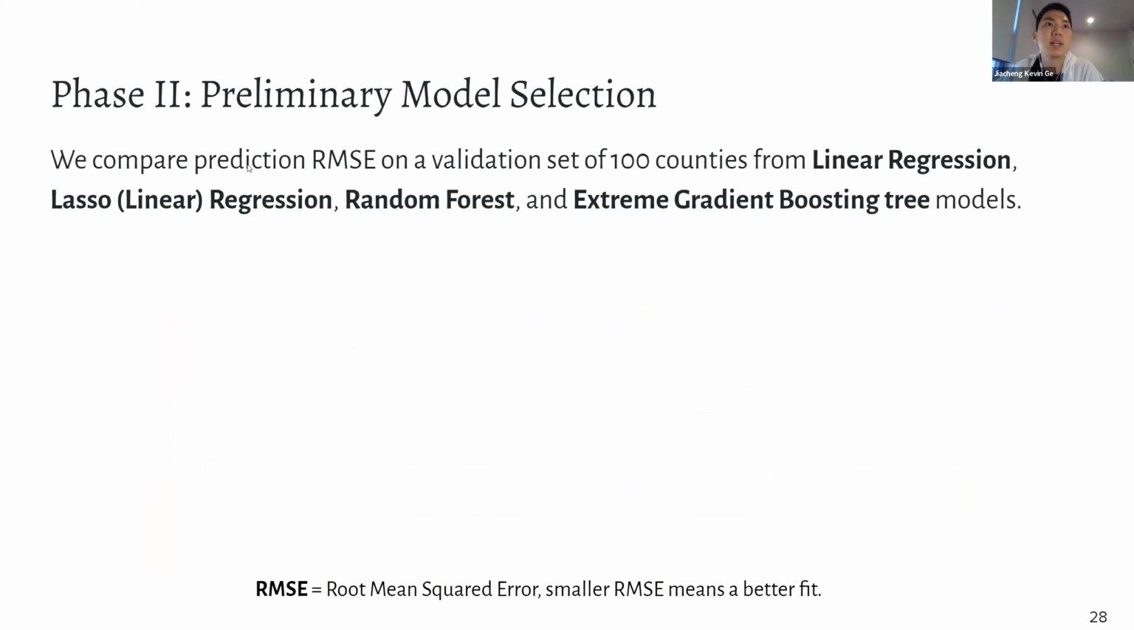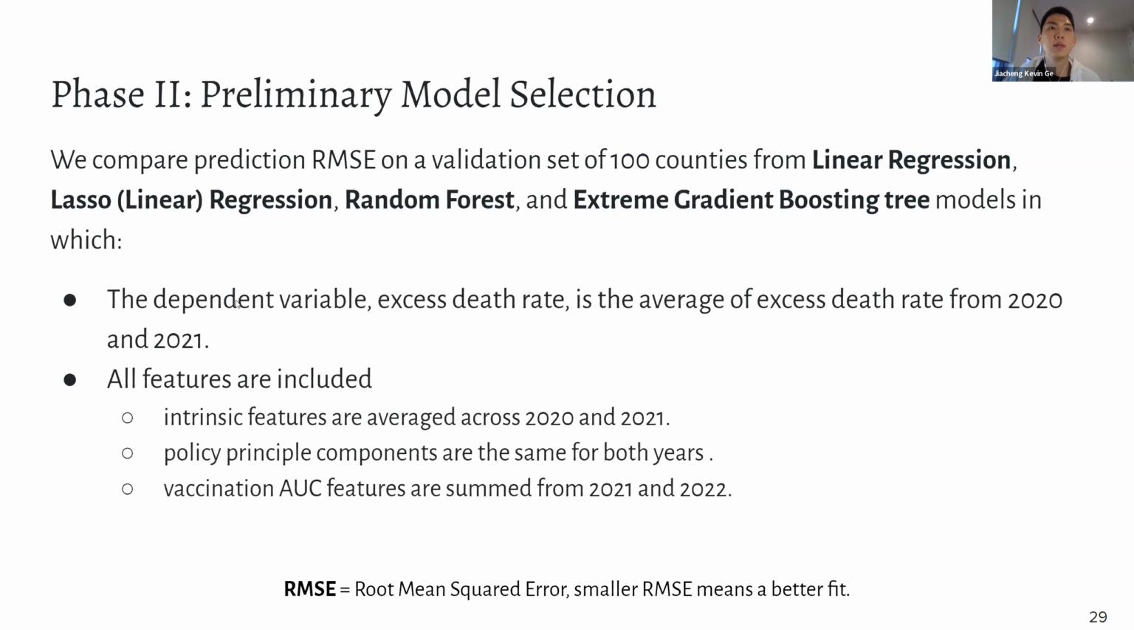In the first round of model selection, we compare the validation RMSE on 100 holdout test counties for 4 models: linear regression, lasso regression, random forest, and XGBoost. RMSE is the square root of the mean squared error, and the smaller the better. For all models, we average the dependent variable excess death rate across the 2 years. For the intrinsic features, we also average them, and we add up the 2 years of vaccine area under the curve. The policy principal components are the same for both years. In the first round of model selection, we include all the features.